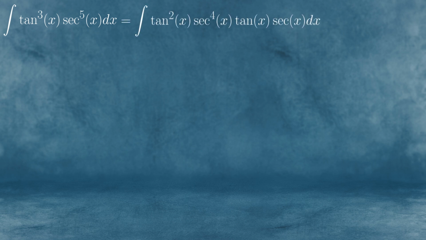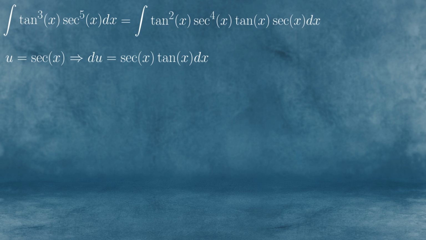Now, consider the integral of tangent cubed of x times secant to the 5 of x dx. Now, such an integral can be written as the integral of tangent square of x times secant to the 4th of x times tangent of x secant of x dx. Now, if we do the substitution u equals secant of x, we have that du is equal to tangent of x secant of x dx.